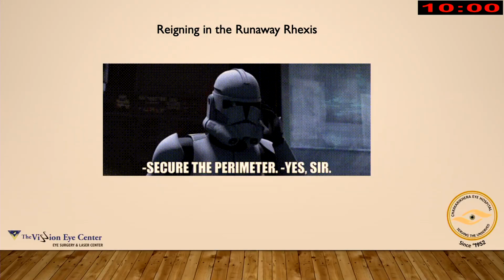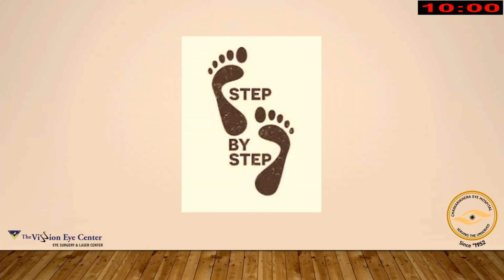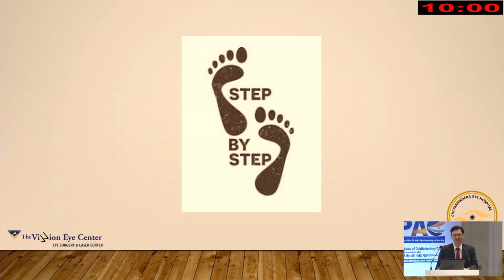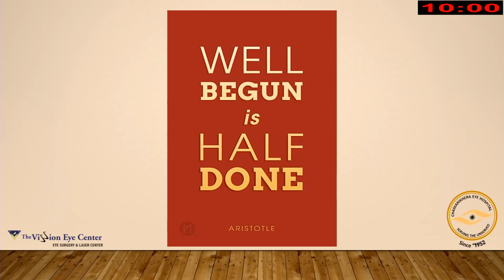So I am going to be talking on reining in the runaway rexes. It is very, very important to secure this perimeter. Why? Because we have to build our cataract surgery step by step. Each step is very important. And we know that starting well is extremely important in a cataract surgery. Well begun is half done. That is what Aristotle said.